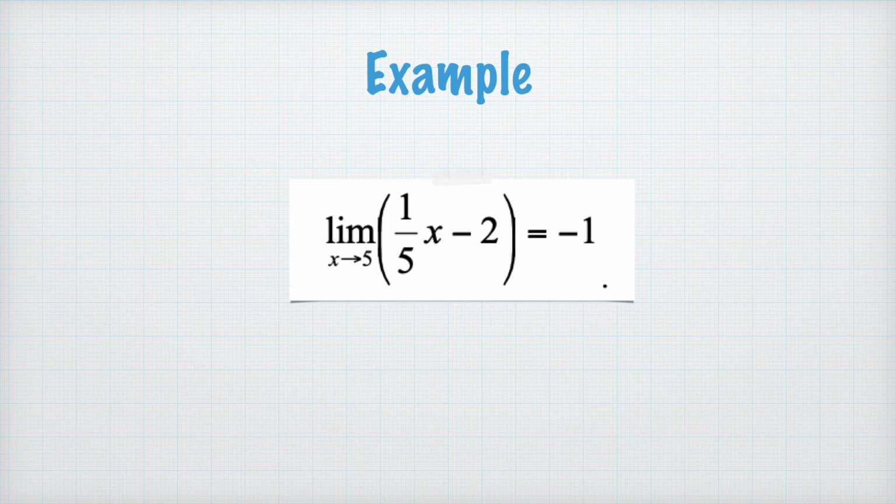So here's another example. Suppose we wanted to prove that the limit as x approaches 5 of 1/5 x minus 2 equals -1.